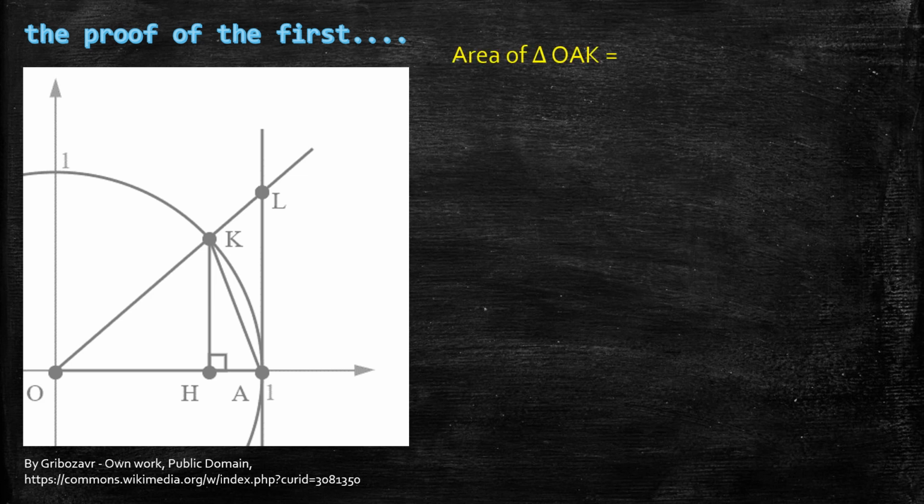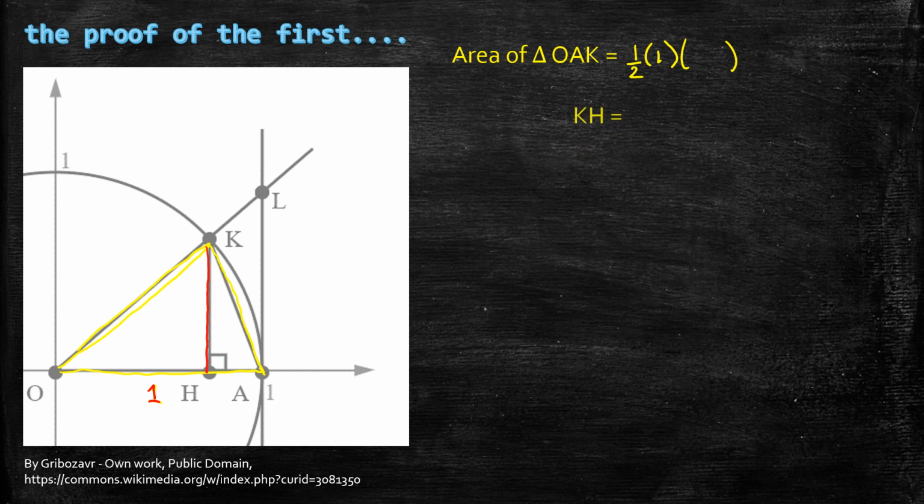So let's start with the area of triangle OAK. Triangle OAK is this triangle. And we know, by the way, this is a unit circle, so we know that the base OA is 1. It's a little hard to see there, sorry. This is 1 also. So we know that the area of this triangle would be half the base, which is 1, times the height, which is, in this case, let's go with red, this is KH.